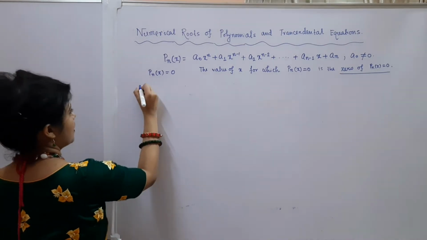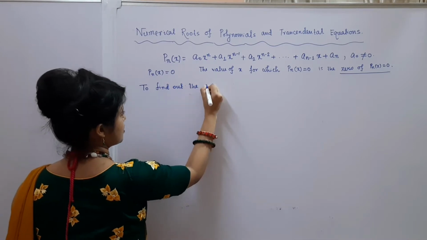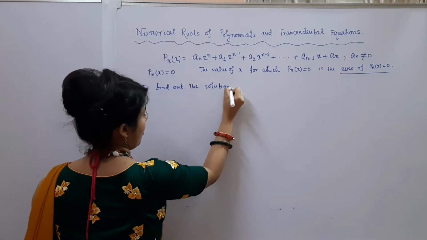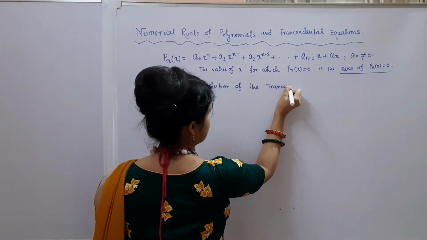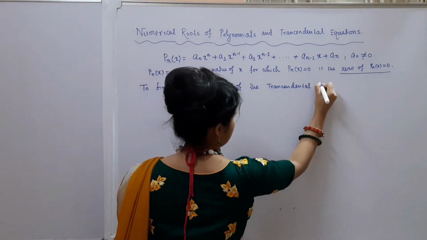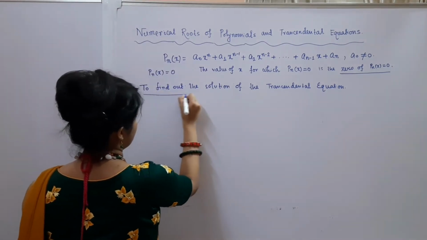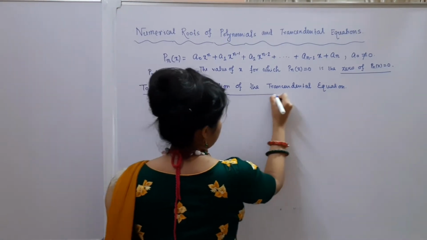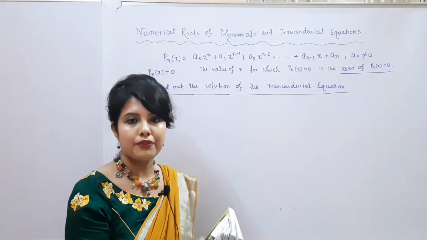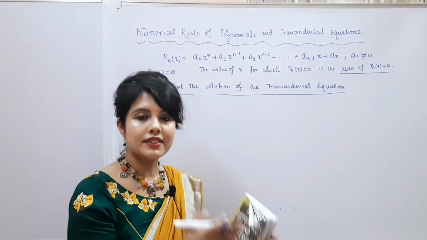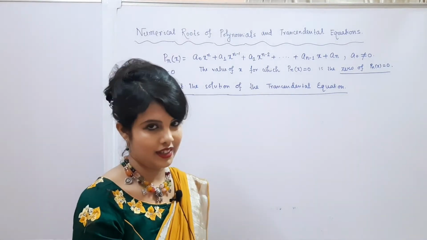Now to find out the solution of the transcendental equation, our process is to find the first approximation of the roots. Then I will improve it gradually. First I have to find the first approximation of the roots, and then you have to move gradually.